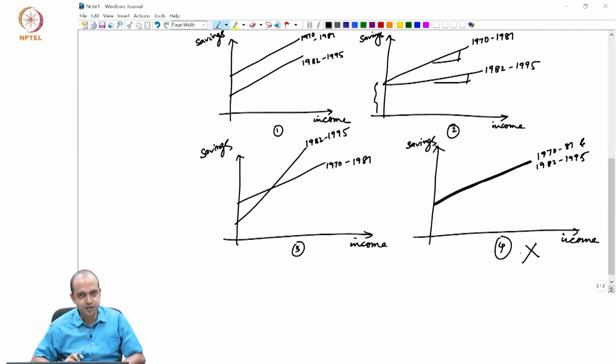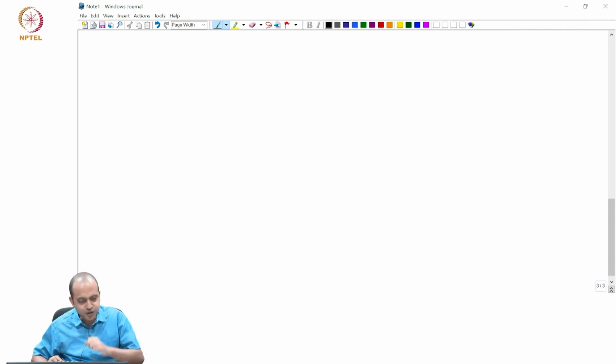There are differences in the saving income relationship between the two time periods, but we do not know which among these 3 are relevant for this particular data set. So, that means we do not know whether the difference in the saving income relationship is coming from the intercept, the slope, or both. And here the dummy variable model comes in handy. Now, we will see how to do the same analysis using a dummy variable model. So, let us first try to construct the model.